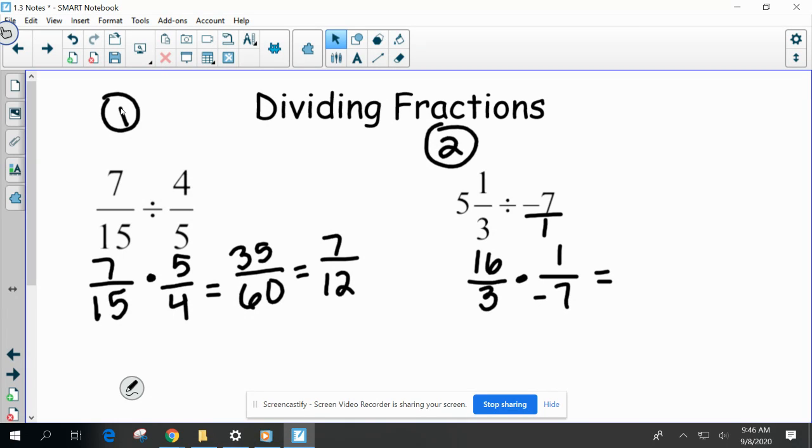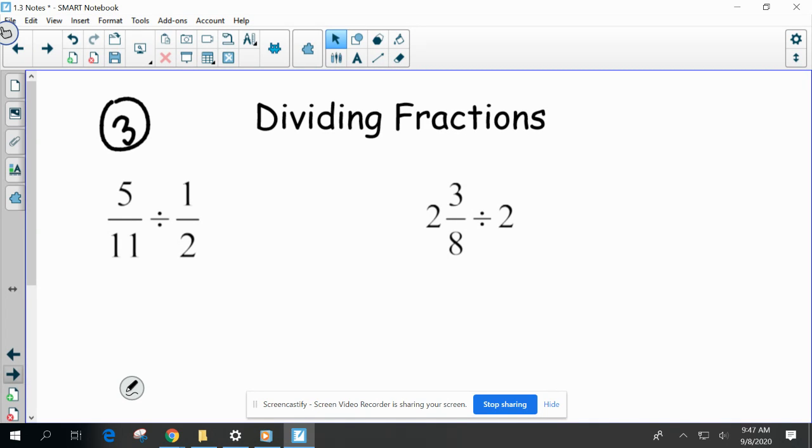So 16 times 1 is 16, and 3 times -7, -21. And can that be simplified? No. Okay, so I'm going to give you 2 of those. So number 3 and number 4 to work through.